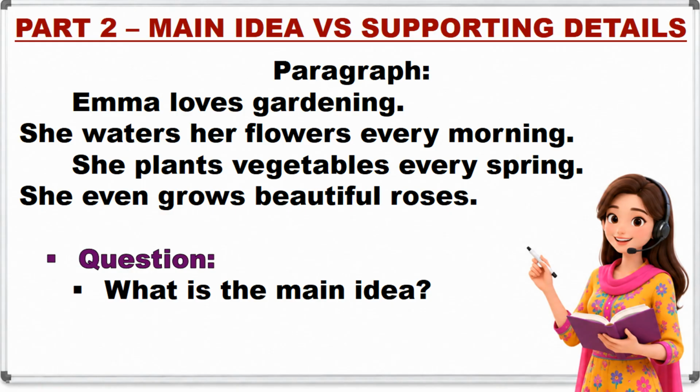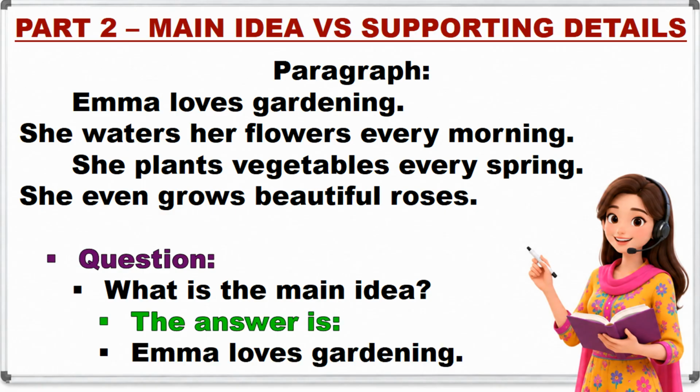Paragraph. Emma loves gardening. She waters her flowers every morning. She plants vegetables every spring. She even grows beautiful roses. Question. What is the main idea? The answer is: Emma loves gardening. Why? Because every other sentence tells us something about her gardening. They all support the first sentence.